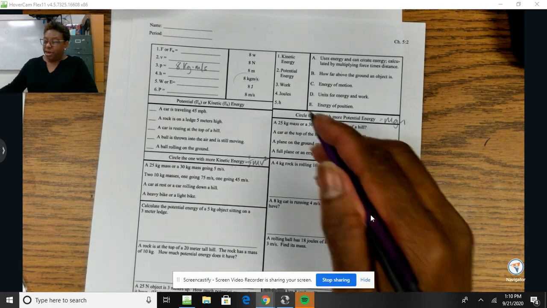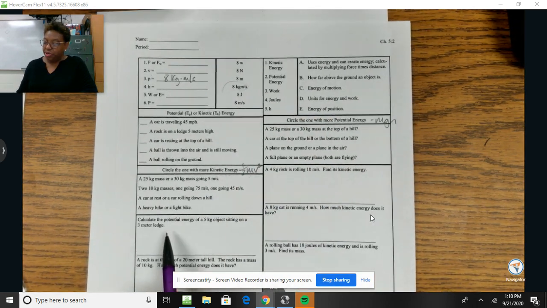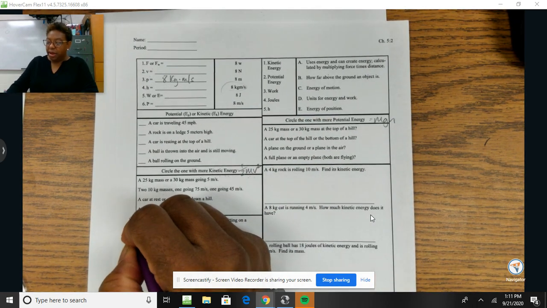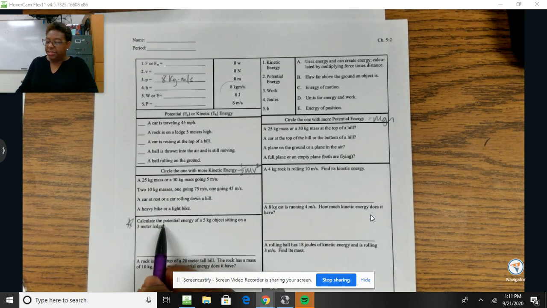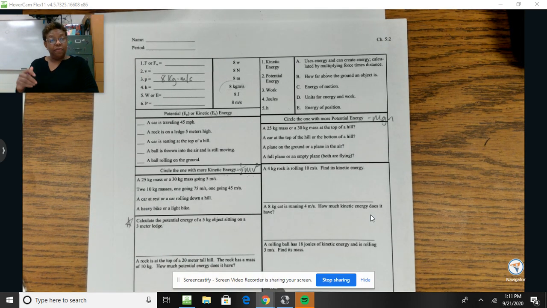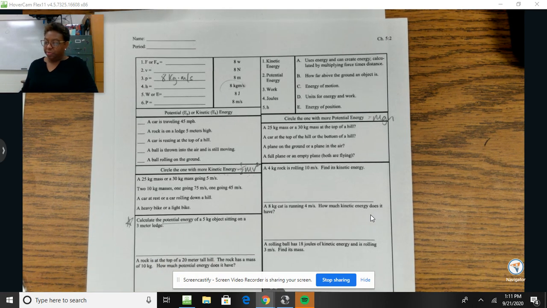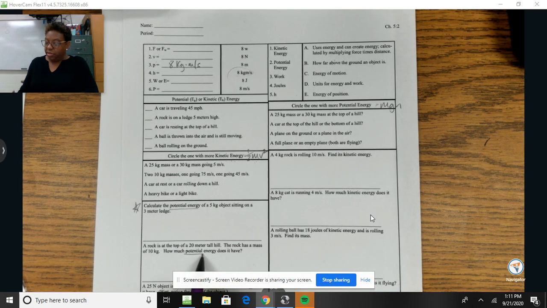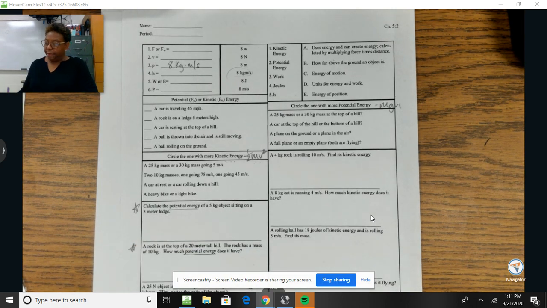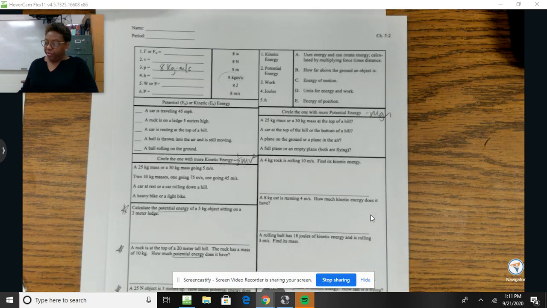Okay. So we're going to do the top. We are going to do a few of the problems on the bottom. So again, I'm only going to ask you to solve for potential and kinetic energy. You don't have to solve for one of the other variables. So we'll do this problem. We'll do this problem. We'll do this problem, how much potential energy.